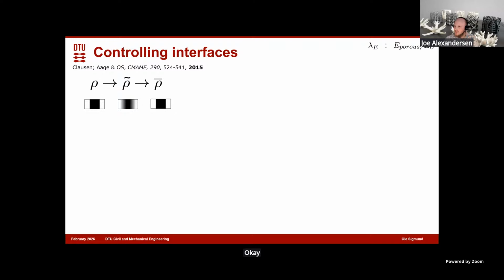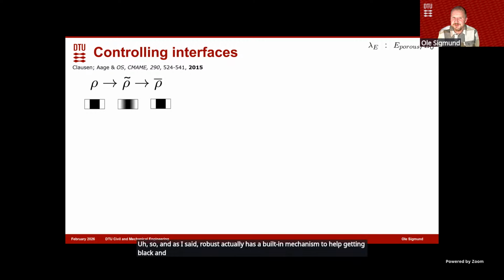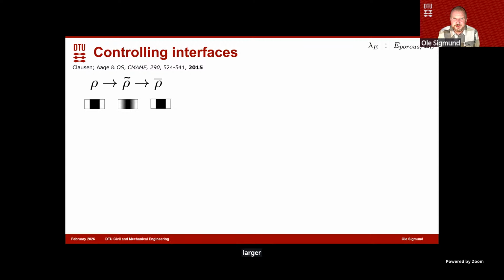Okay, so do you have any opinion about increasing the SIMP exponent during optimization to remove gray densities? Yeah, I don't want to. If I can avoid it, I don't touch P. And as I said, robust actually has a built-in mechanism to help getting black and white. So in that sense, I don't need larger P's. It shouldn't be necessary in many cases.